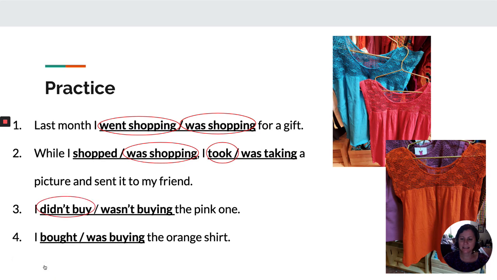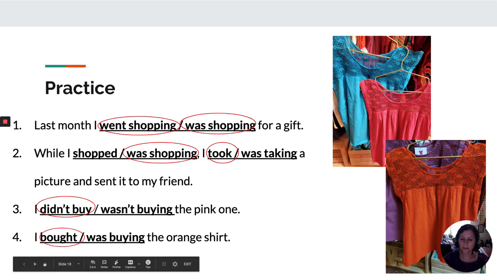I'm going to say I didn't buy because this is a finished event. I didn't buy the pink one. I bought the orange shirt. I'm going to use the simple past. This is an irregular one. It's the past tense of buy. Buy, bought. I bought the orange shirt.